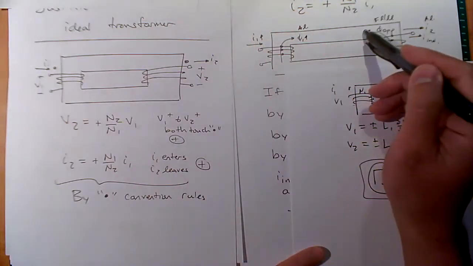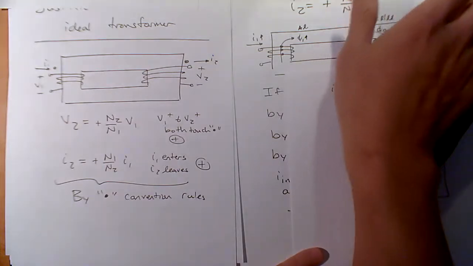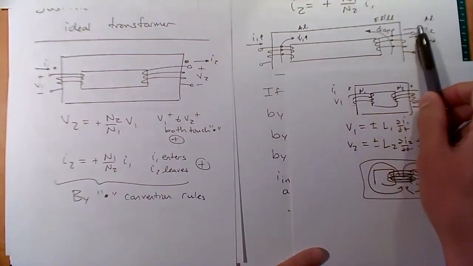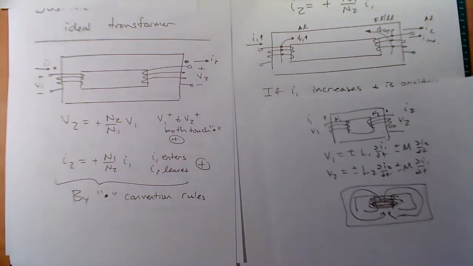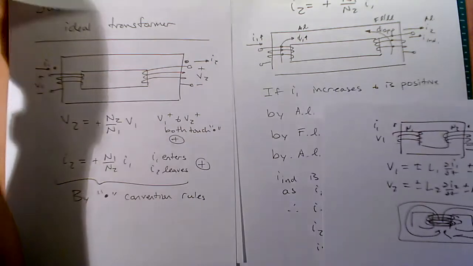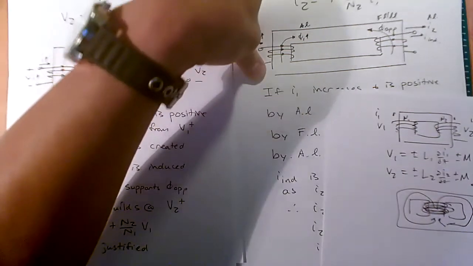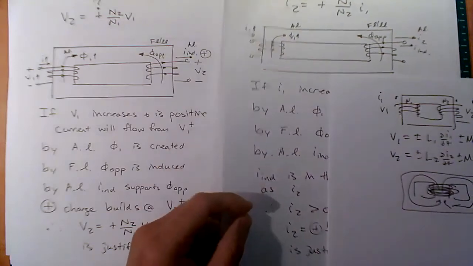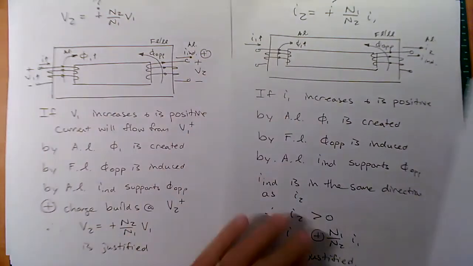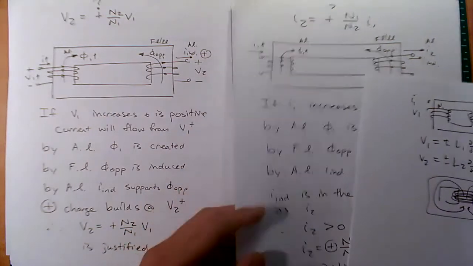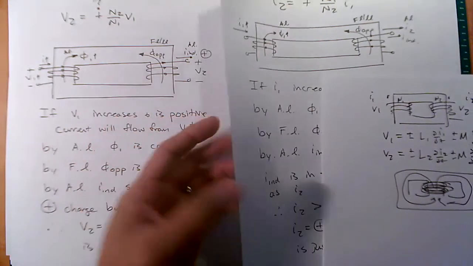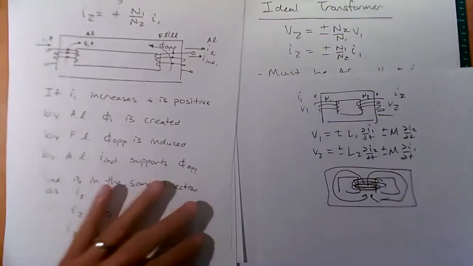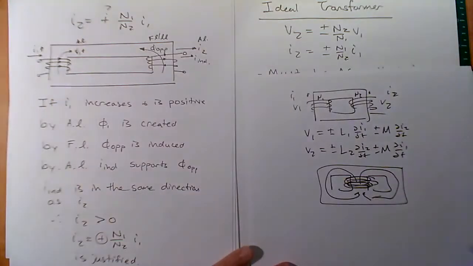We have a phi opposed again, induced by Faraday's law, and Ampere's law supports that phi opposed, has I induced coming this way, bang. Look at this, this I induced is in the same direction as I2, therefore I2 is going to be a positive number. And so again, consistency in our dot convention signs, right? The nice thing about the dot convention is it allows us to ignore all of this, right? You don't want to be doing this every single time, right? But it is nice to see that the low level physics are supporting these dot convention rules that are much faster.